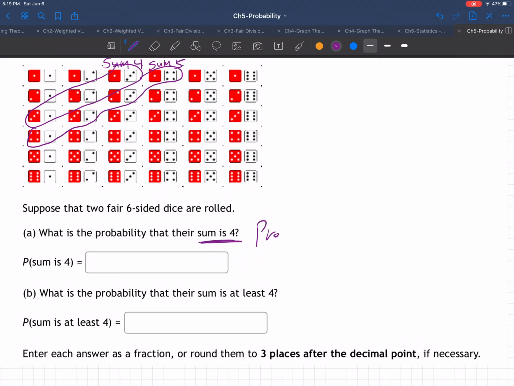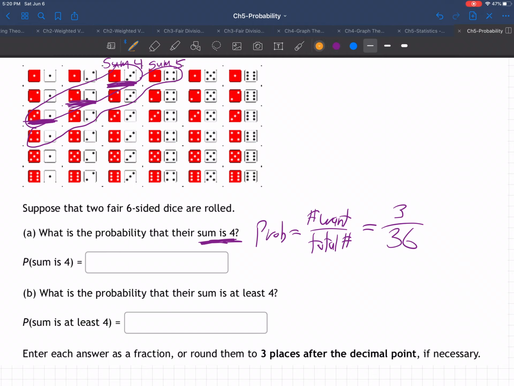You know how probability works. It's the number of things you want to happen over the total number. So what's the number we want? 1, 2, 3 different results, right? That's 3 different things that could happen when we roll two dice. We could get a 1 and a 3, or a 2 and a 2, or a 3 and a 1. Any of those 3 results out of the 36 total results will be a sum of 4. So that's the probability that when we roll two dice, we'll get a sum of 4. It's 3 out of the 36 different things that can happen.